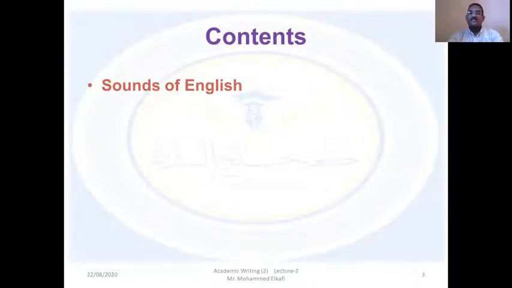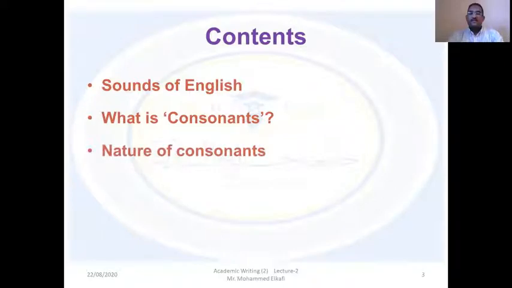The first one is about sounds. What do we mean by sounds? What do we mean by phoneme? And what do we mean by phone? Also, we are going to study the first type of sound of English, which is known as consonants. And we'll also study the nature of consonants and the classification of consonants.